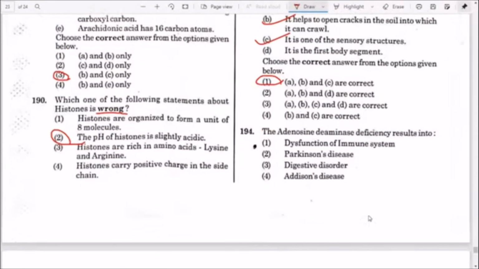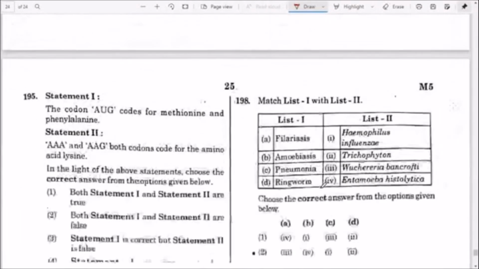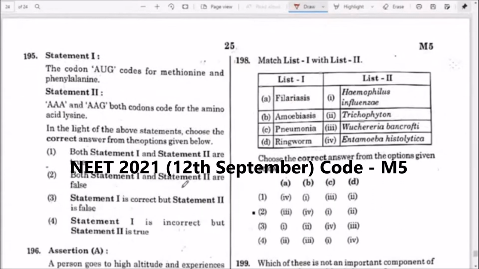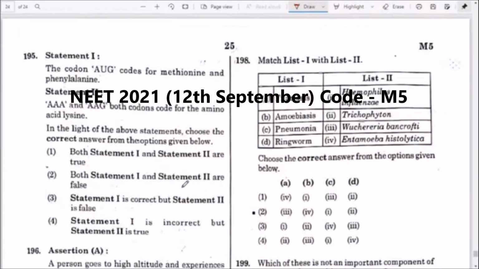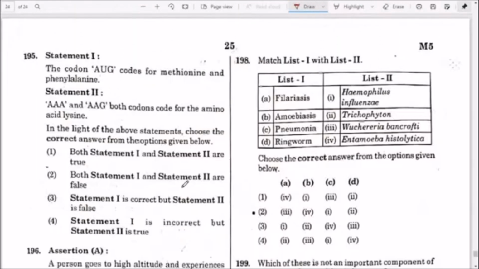Next, question number 194. The adenosine deaminase deficiency results into dysfunction of immune system. Next, question number 195. Statement 1: The codon AUG codes for methionine and phenylalanine. Statement 2: AAA and AAG, both codons code for the amino acid lysine. In the light of the above statements, choose the correct answer from the options given below. Option number 4: statement 1 is incorrect, but statement 2 is true.